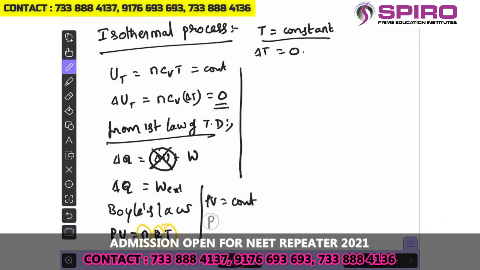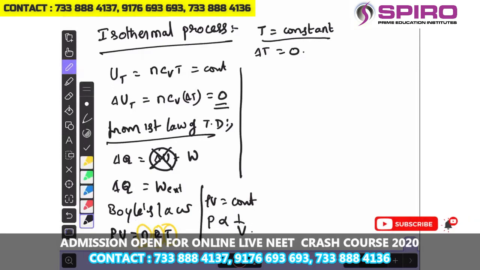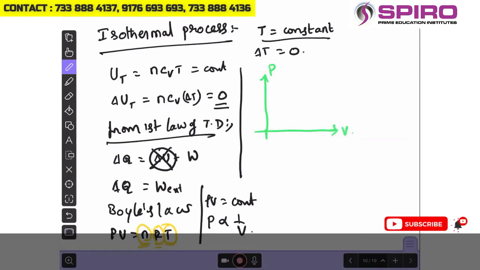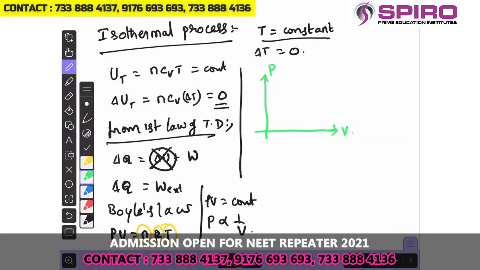So P is inversely proportional to volume. That means if you draw a graph between pressure versus volume, say pressure is taken along the y-axis and volume is taken along the x-axis, it is a rectangular hyperbola. How do you get the curve between pressure versus volume? This is a rectangular hyperbola.